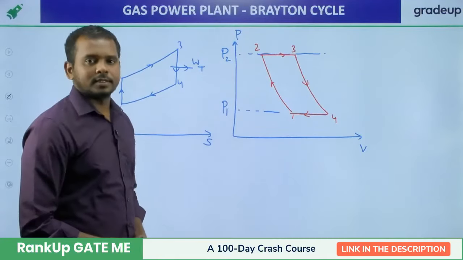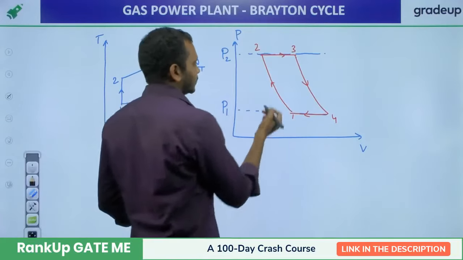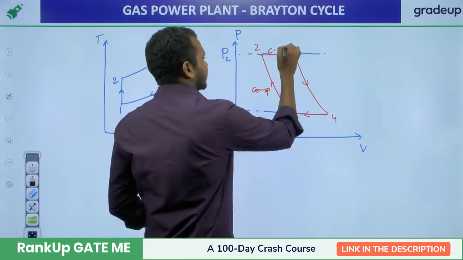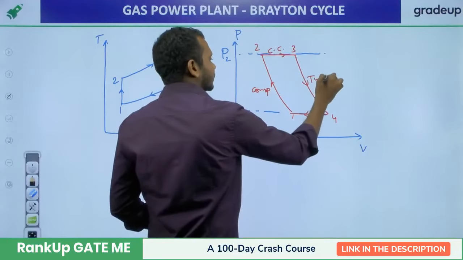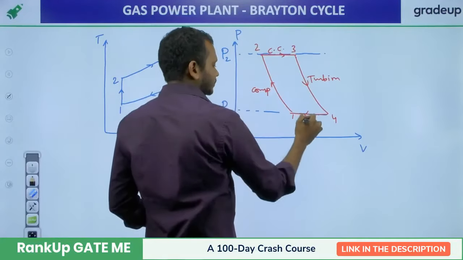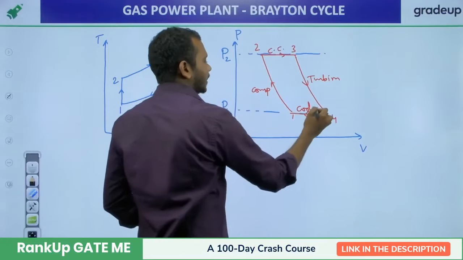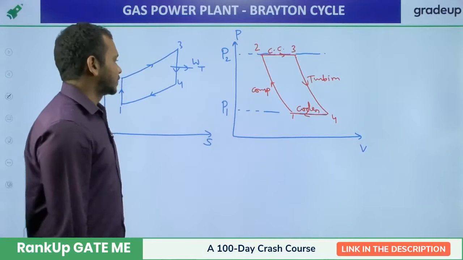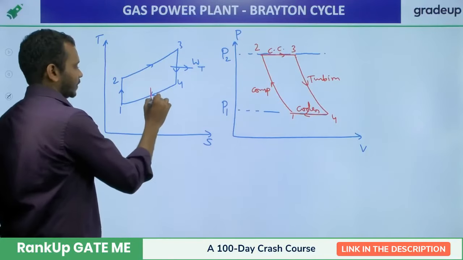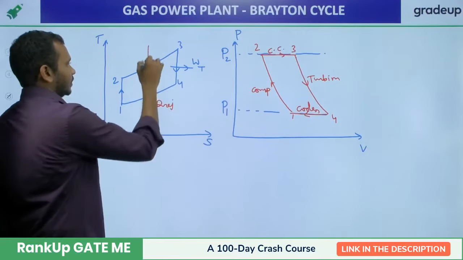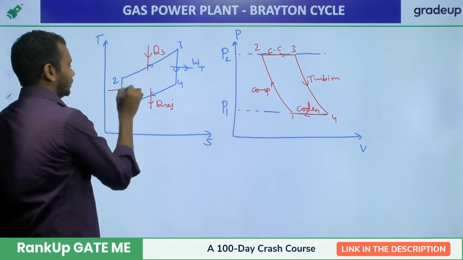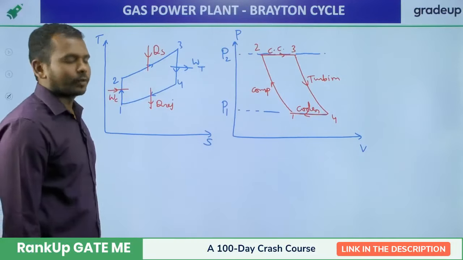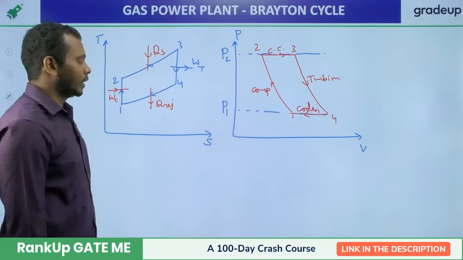heat rejection. That's it. We have 4 components. What are the components here? We have the compressor, the combustion chamber, the turbine and the cooler. 4 components, 4 processes and 4 energy transfers. What are the 4 energy transfers? Heat rejection, heat supplied, work supplied to the compressor. Okay, 4 energy transfers.